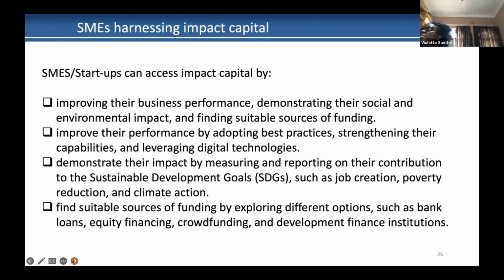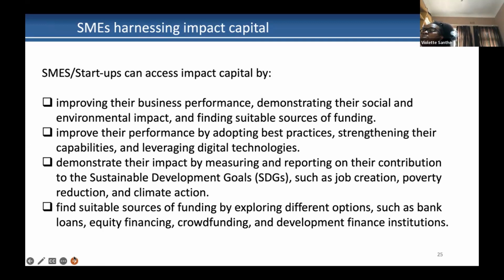So how can SMEs harness impact capital? SMEs can access impact capital by improving their business performance, demonstrating their social and environmental impact, and finding suitable sources of funding. SMEs can also improve their performance by adopting best practices, strengthening their capabilities, and leveraging digital technologies. SMEs or startups can also demonstrate their impact by measuring and reporting on their contribution to the Sustainable Development Goals, such as job creation, poverty reduction, and climate action.